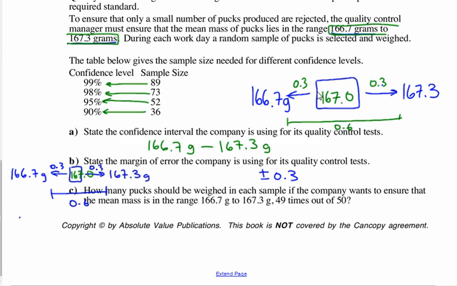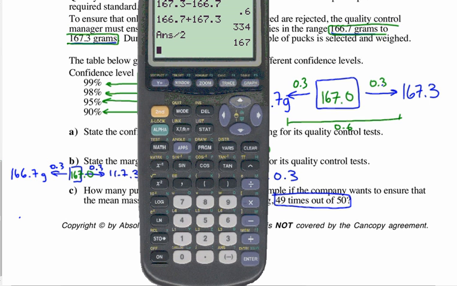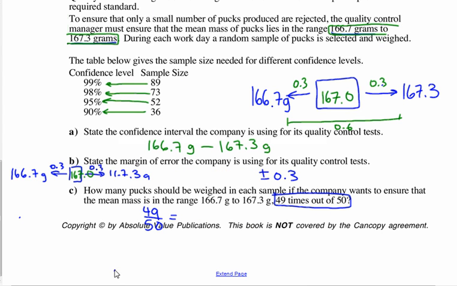So how many pucks should be weighed in each sample if the company wants to ensure that the mean mass is in the range of 167.7 grams, 167.3 grams, 49 out of 50? Well, the question is, what confidence level is this? Confidence level, 49 out of 50. Let's change that to a percent, because a confidence level tells us how much we should weigh, is 98%. So how many pucks? 98%, 73 pucks they should weigh.